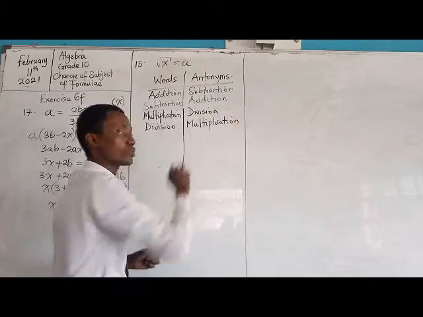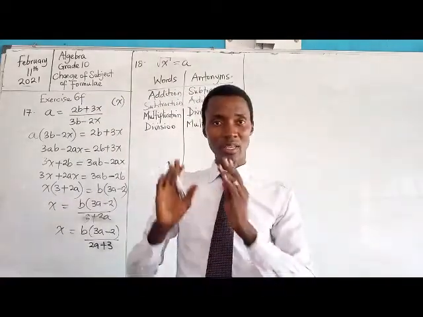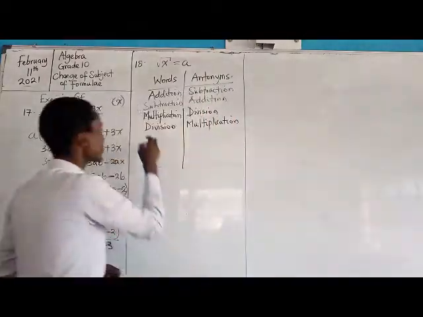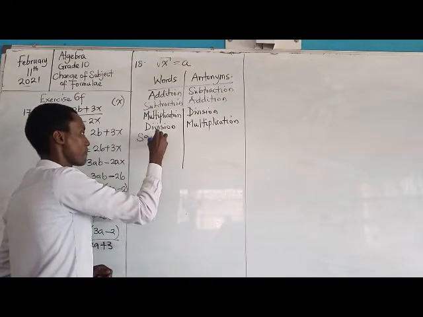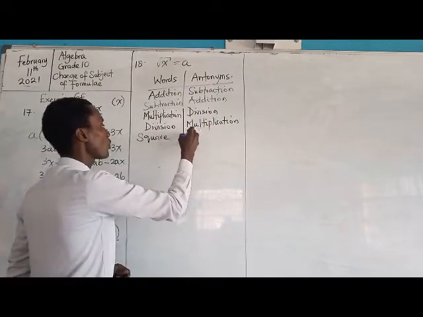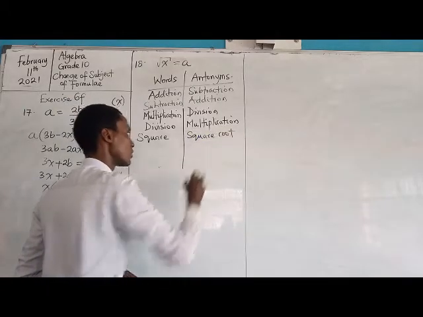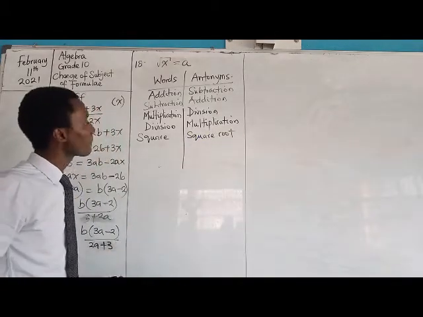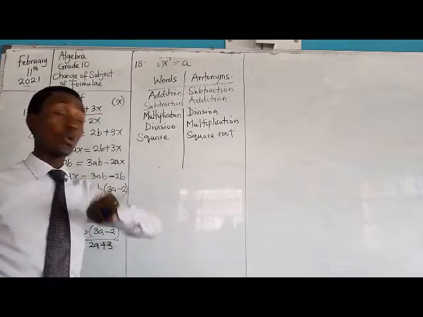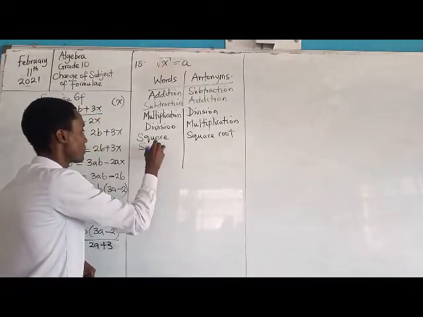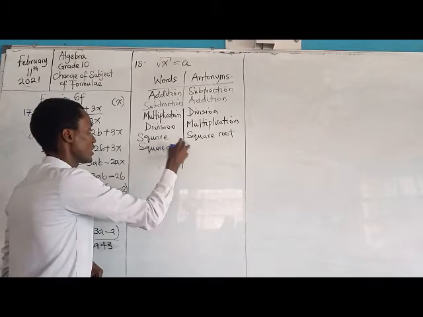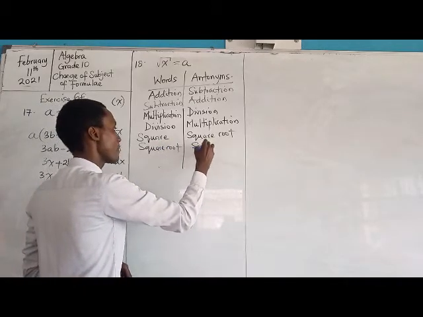I'm taking pains to handle this because I'm taking you somewhere. So if I say square, the antonym is going to be what? Square roots. And if I say square roots, the antonym becomes what? Square.